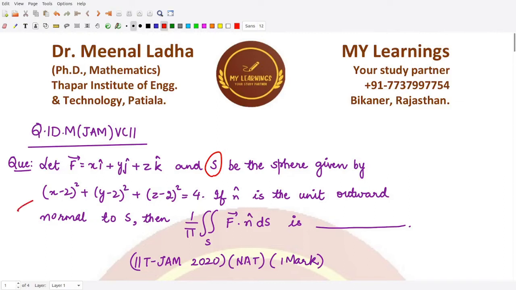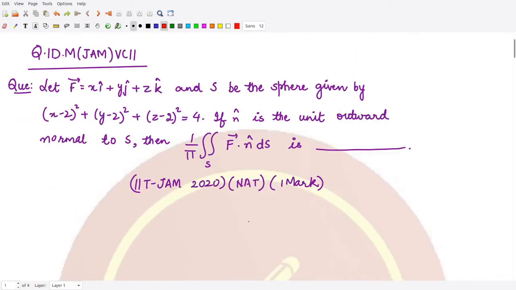From this equation, we get to know that the center of this sphere is (2, 2, 2) and its radius is equal to 2 square, which is equal to 4, right? So this is the sphere and some vector f that is given to us. Now if n cap represents the unit outward normal to the given sphere, then what is the value of 1 by pi times the surface integral of vector f dot product with n cap? So we are to evaluate this quantity over here.